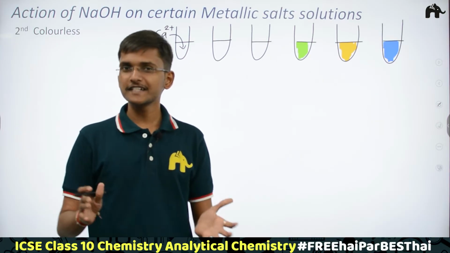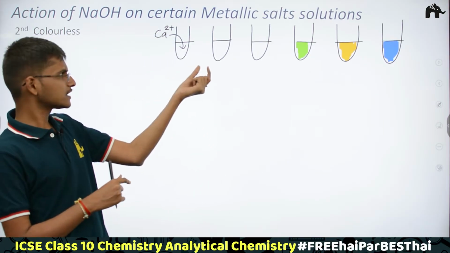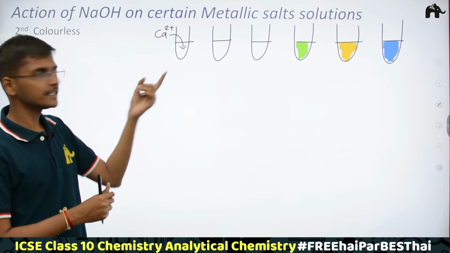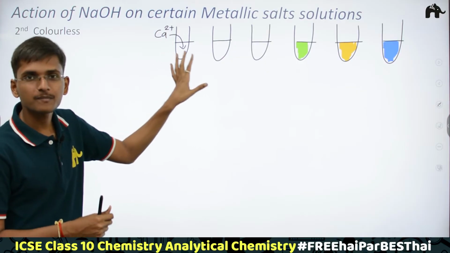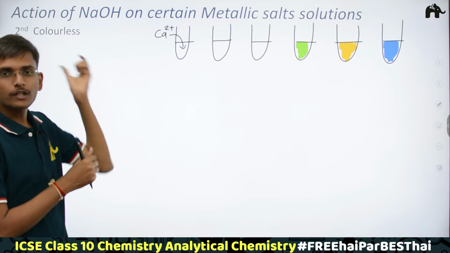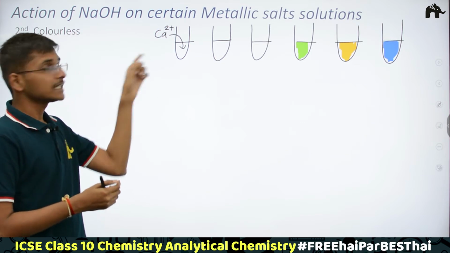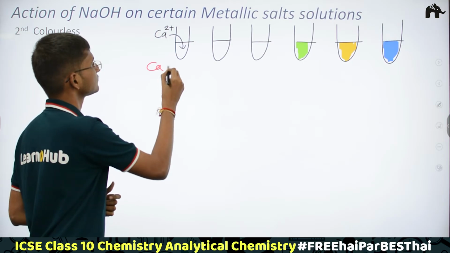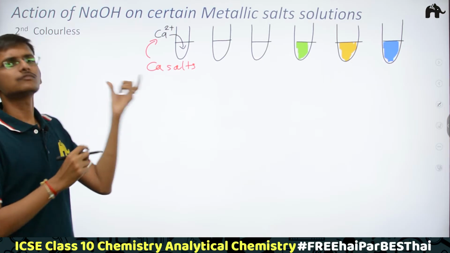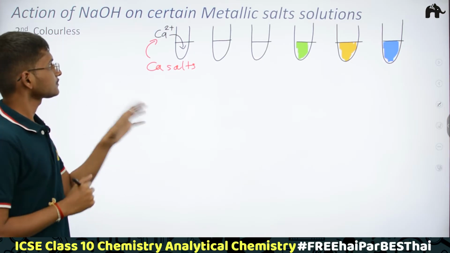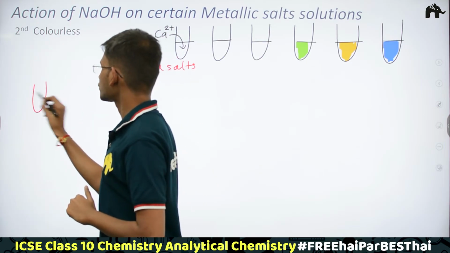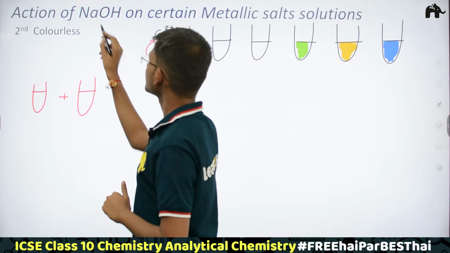Okay friends, now it's time to take the second colorless metallic salt solution. The first one we identified has the Ca2+ ion present, and we also saw how NaOH reacted with the calcium salts having Ca2+ ions, which are soluble. So moving ahead to the second one, now I am taking this second metallic salt solution and adding NaOH into it.